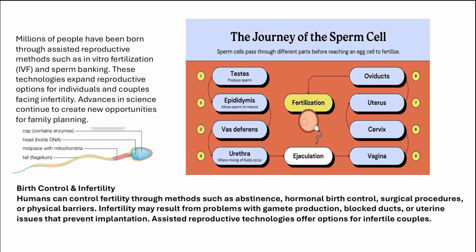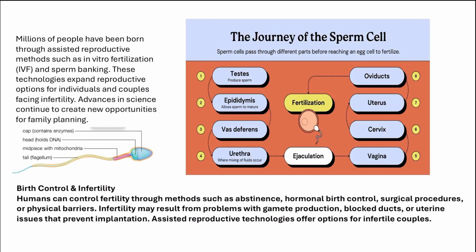In this image as well, to the left, you can see what the sperm cell looks like. We have the cap, which contains the enzymes, the head that holds the DNA, the midpiece with the mitochondria, the energy, and then the tail, which is the flagellum.